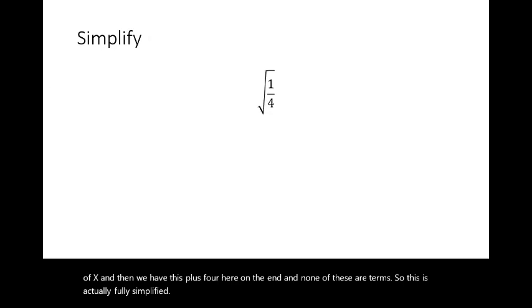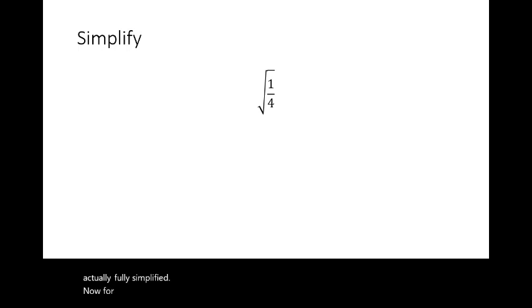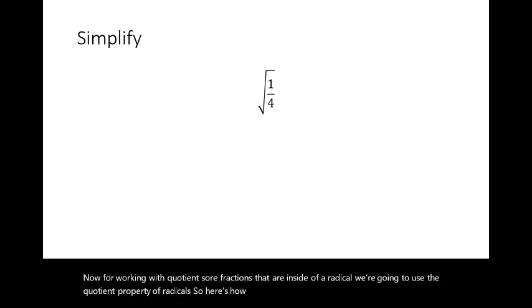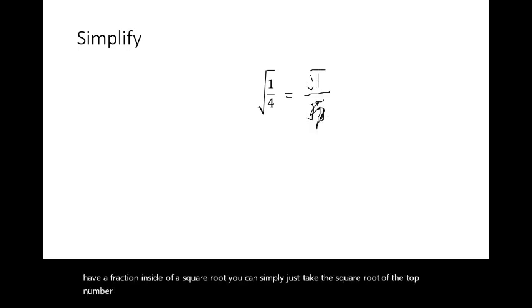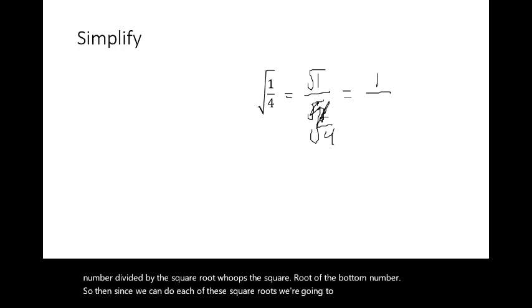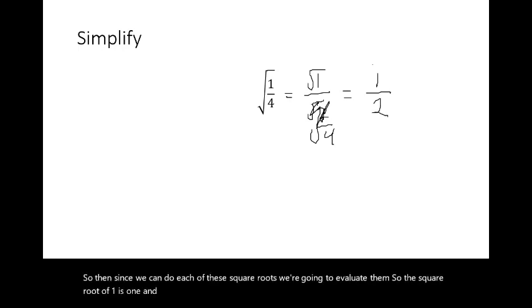Now, for working with quotients or fractions that are inside of a radical, we're going to use the quotient property of radicals. So here's how to take the square root of a fraction. Whenever you have a fraction inside of a square root, you can simply just take the square root of the top number divided by the square root of the bottom number. So then, since we can do each of these square roots, we're going to evaluate them. So the square root of 1 is 1, and the square root of 4 is 2. So the square root of 1/4 is actually 1/2.